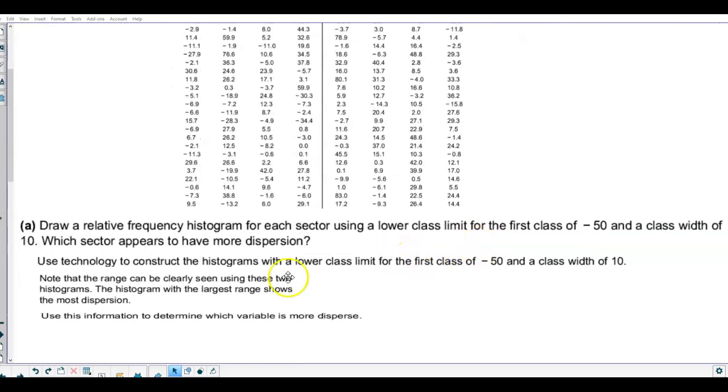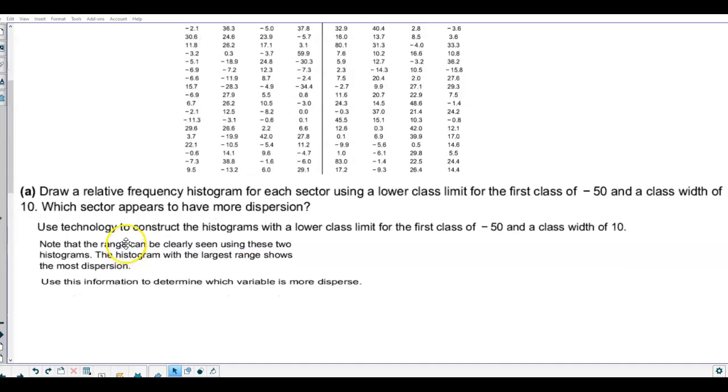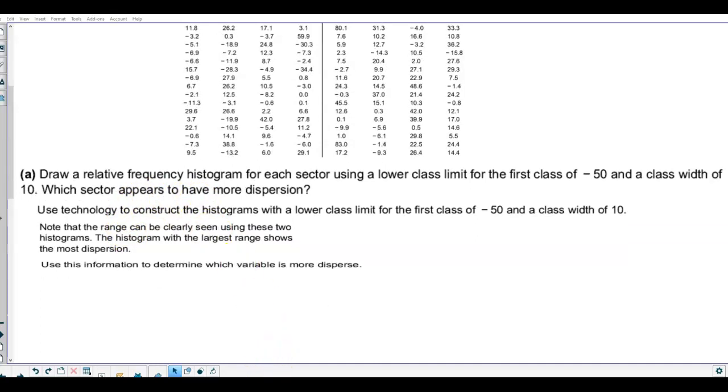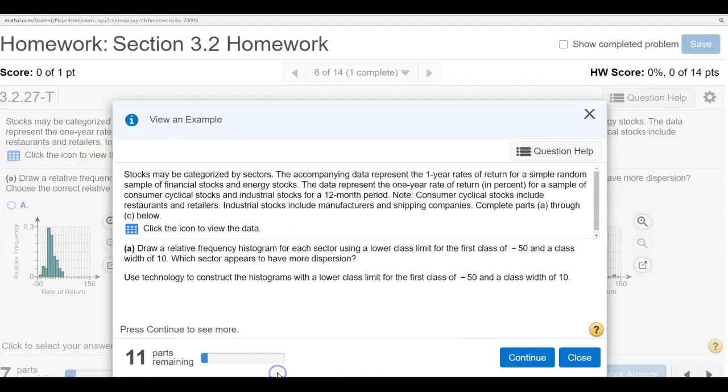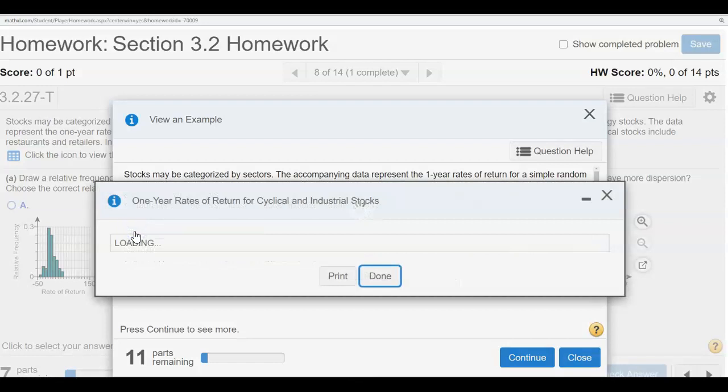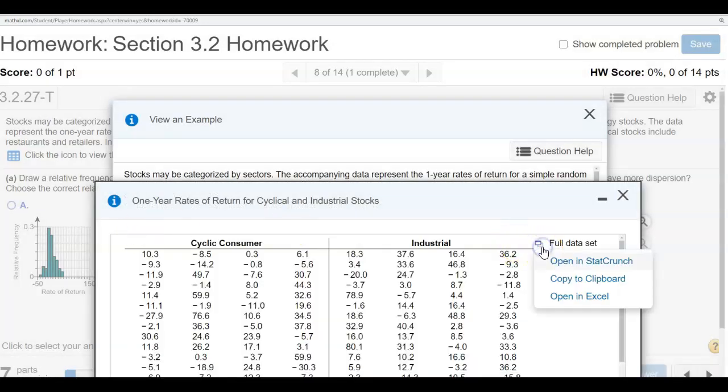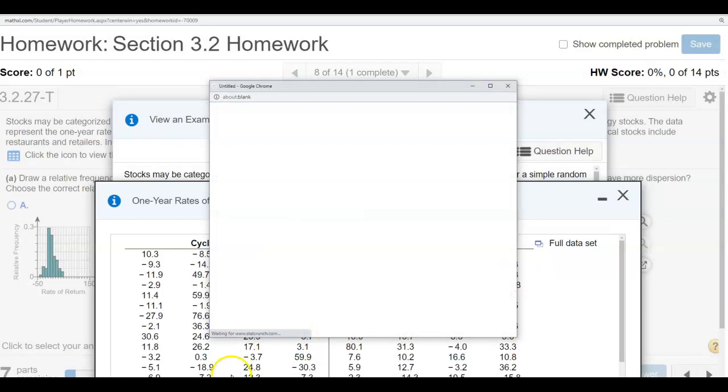So for part A, they want us to draw a relative frequency histogram for each sector using a lower class limit for the first class of -50 and a class width of 10. Which sector appears to have more dispersion? So I'm going to go ahead and open up our data into StatCrunch. We're going to click on the data here, and then take this data set and open it up in StatCrunch.